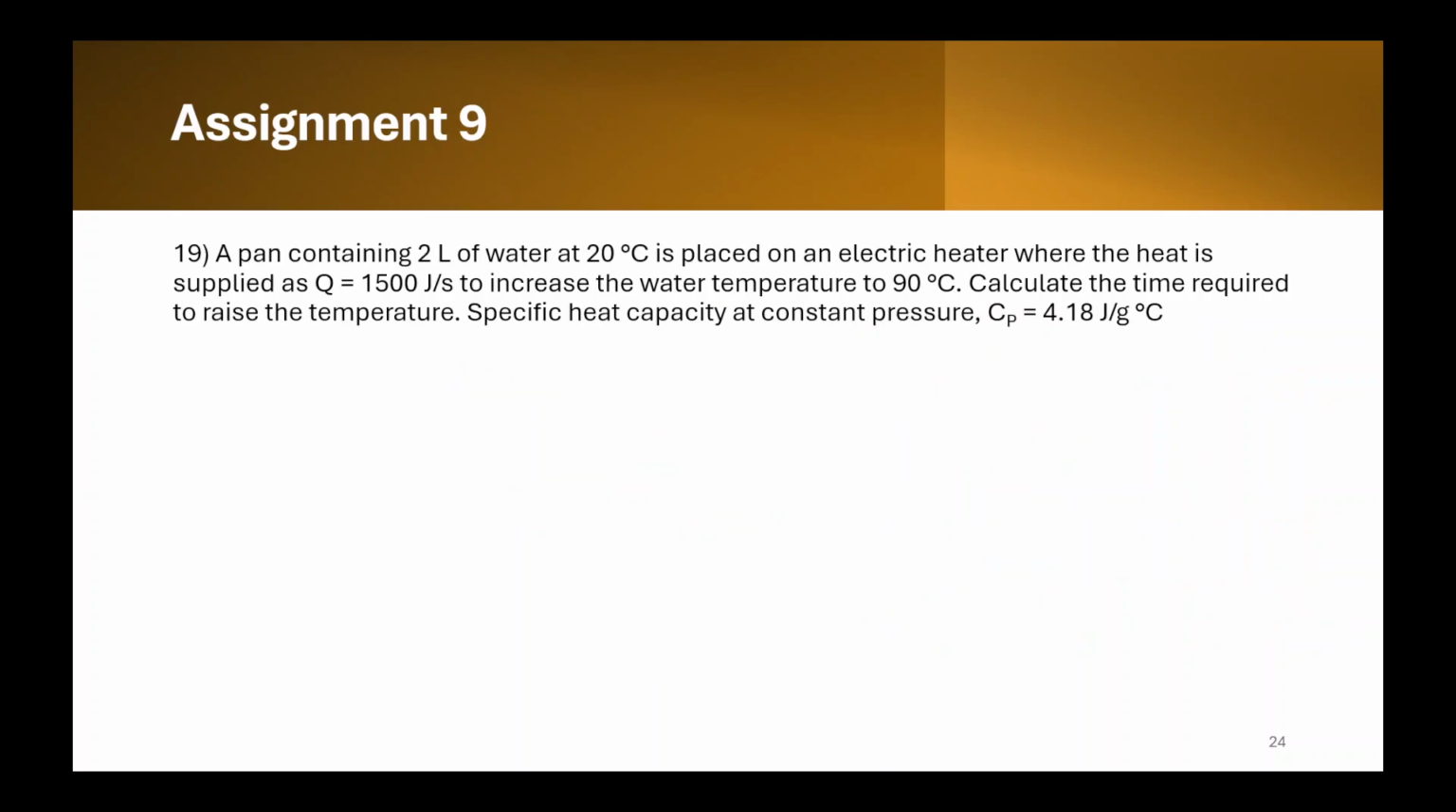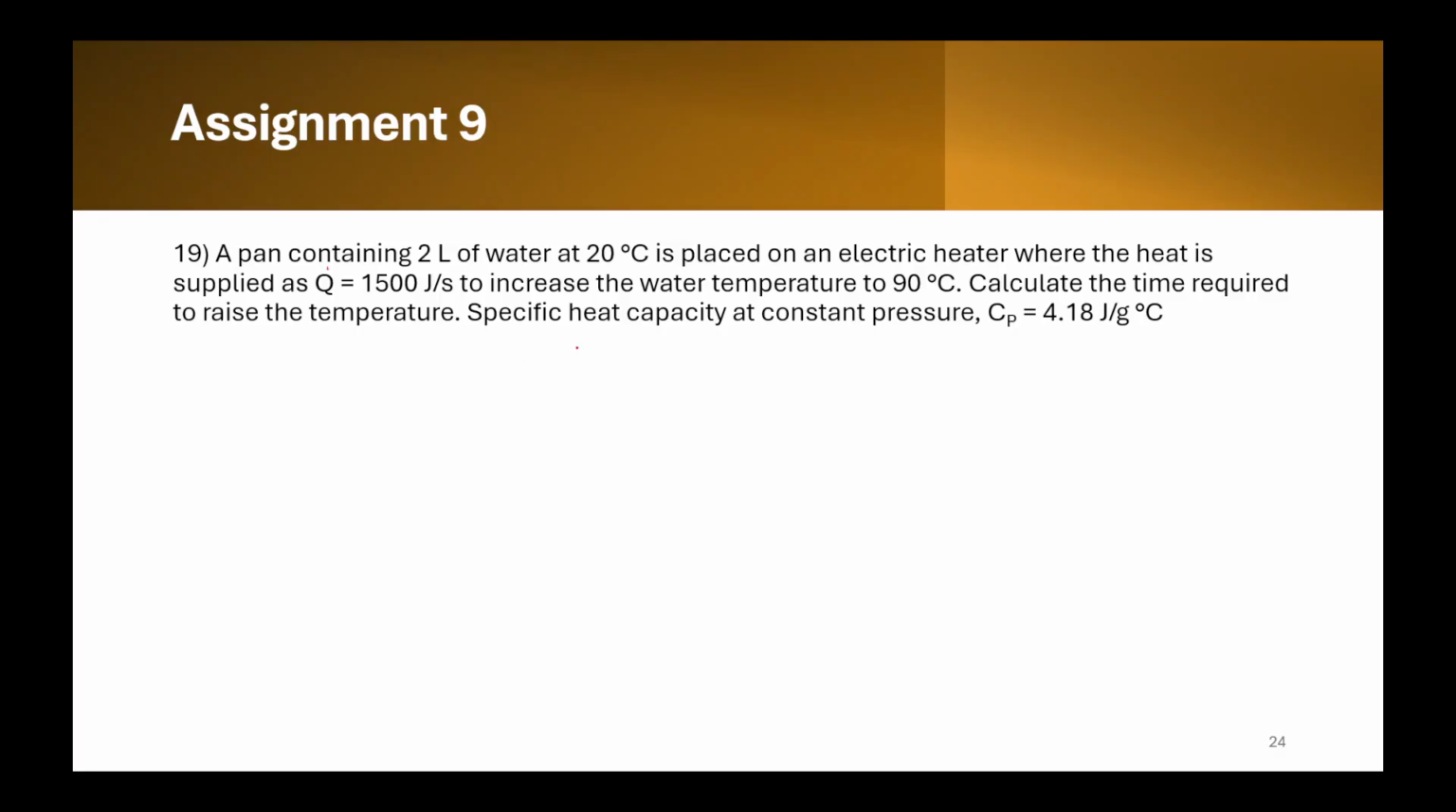Next question. A pan containing 2 liters of water at 20 degrees Celsius is placed on an electric heater where the heat is supplied as Q dot equal to 1500 joule per second to increase the water temperature to 90 degrees Celsius. Calculate the time required to raise this temperature. In one of the previous questions, we were given the time and wanted to find the final temperature. But now we have the final temperature, we need to find the time required.